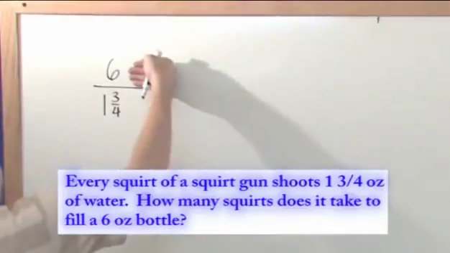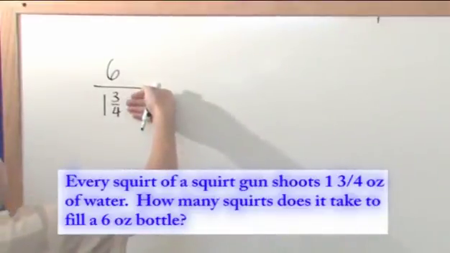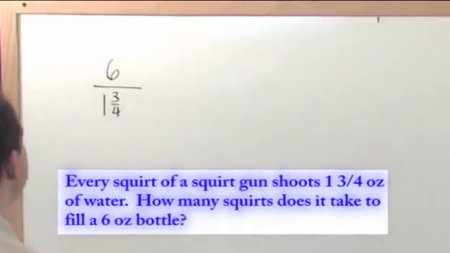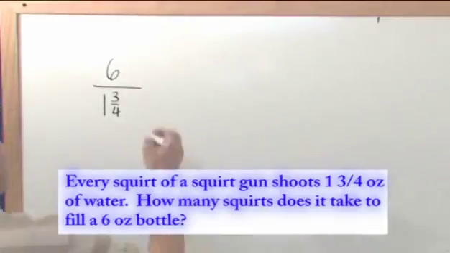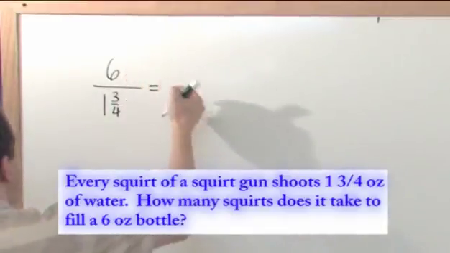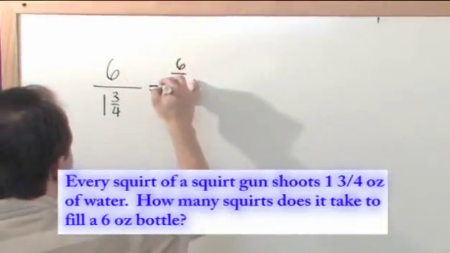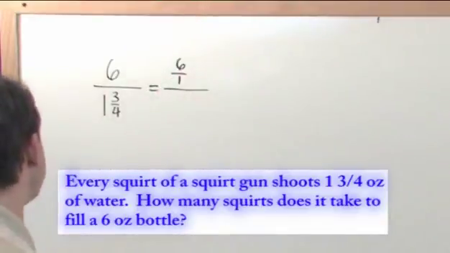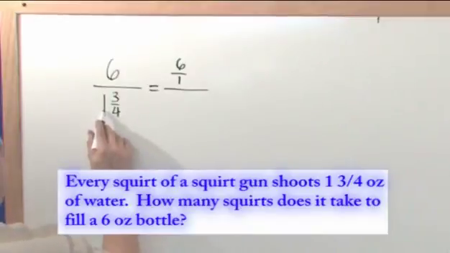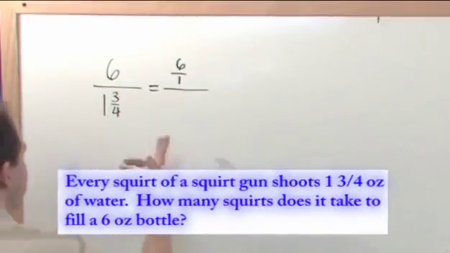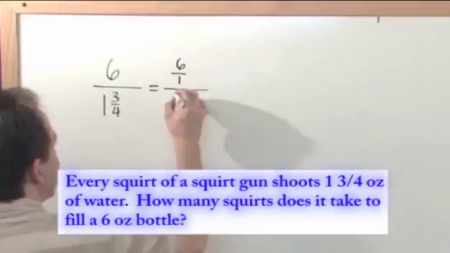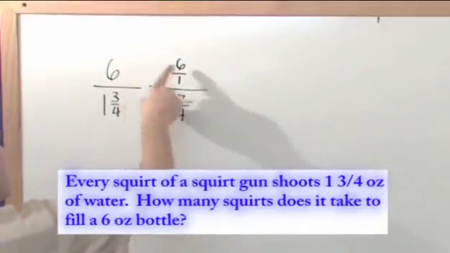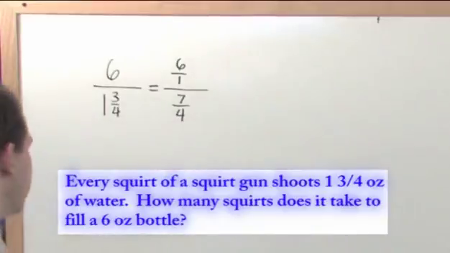Because we know we have 6 ounces to fill and each squirt is 1 3/4 ounces, by dividing, I'll know how many squirts it takes. So on the top, I need to make it into a fraction. The easiest way is just 6/1. And on the bottom, I need to make it into an improper fraction. So I do that by 4 times 1 is 4, plus 3 gives me 7, and I just write it over 4. So I turned one into a real fraction and the other into a better looking fraction.